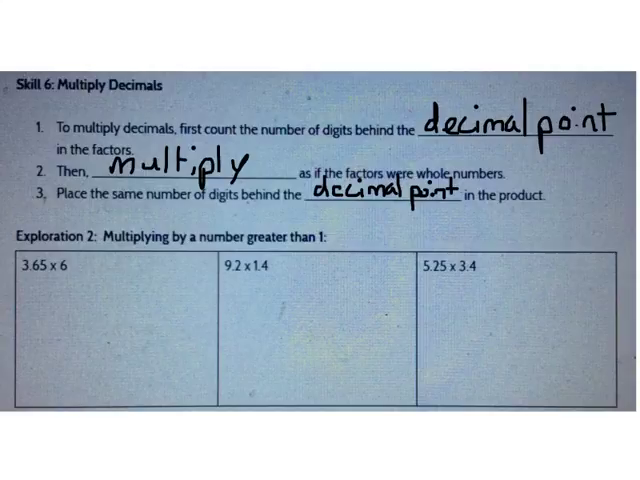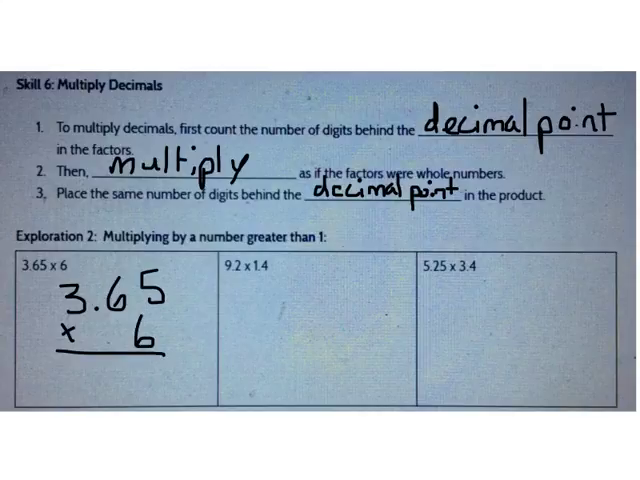Let's do our first example. 3 65/100 times 6. When I multiply 3 65/100 times 6, how many digits are going to be behind the decimal point? There will be 2 digits behind the decimal point.